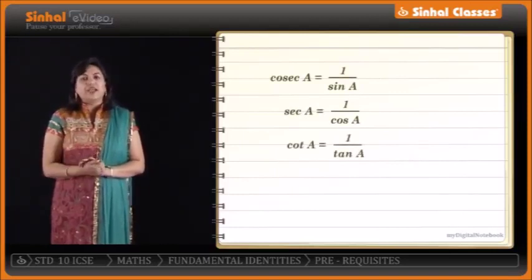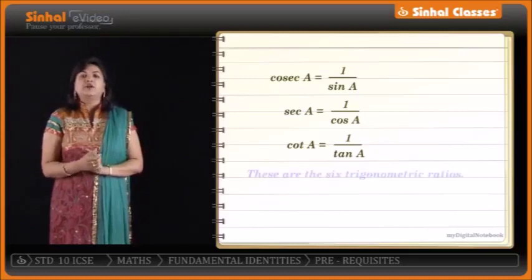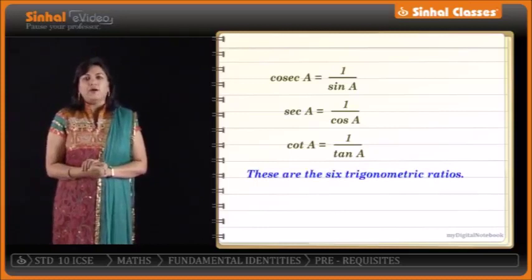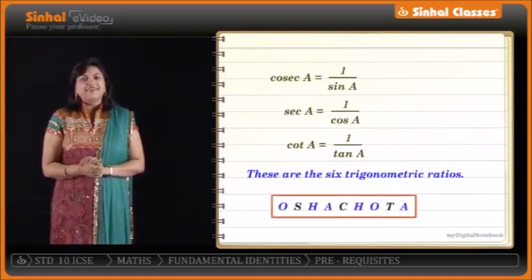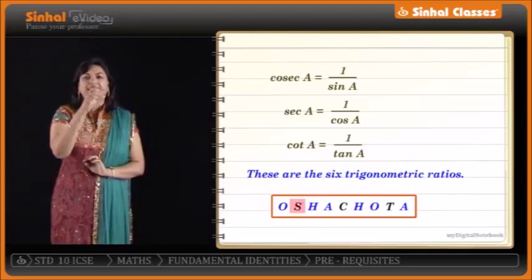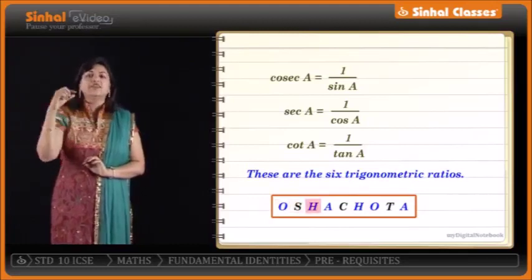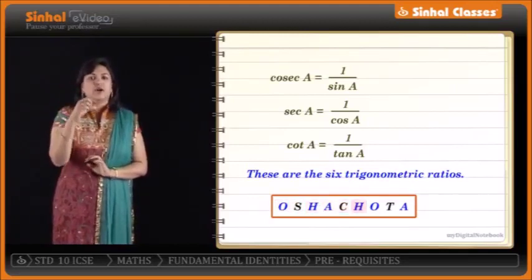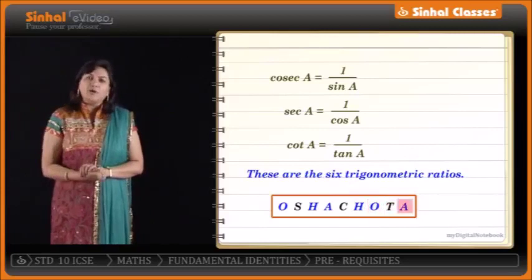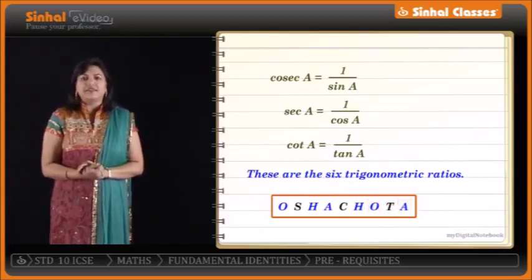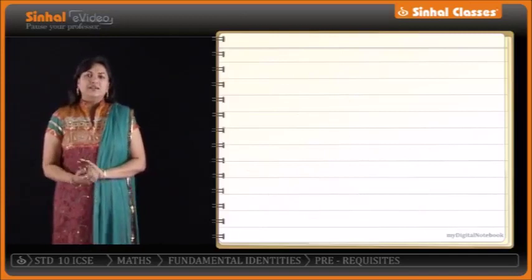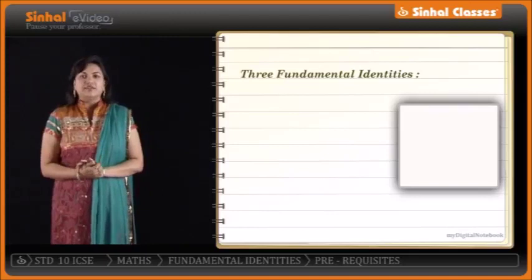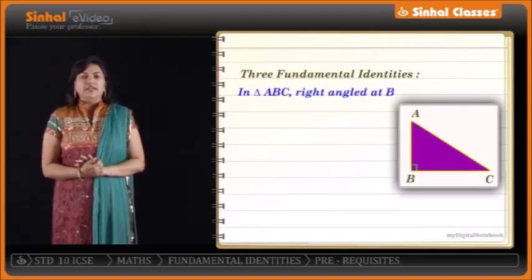Now there is a simpler way how you can remember the trigonometric ratios of sine, cos and tan. Can you remember Osha Chota? Here S, that is sine, is opposite upon hypotenuse, cos is adjacent upon hypotenuse and tan is opposite upon adjacent. I hope you remember these 6 trigonometric ratios. Now let's see which are the 3 fundamental identities. We take a right angle triangle, right angled at B.